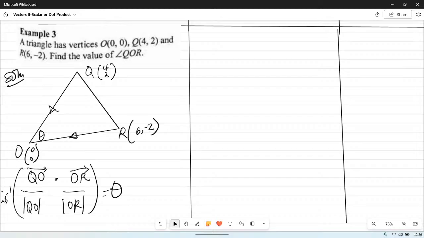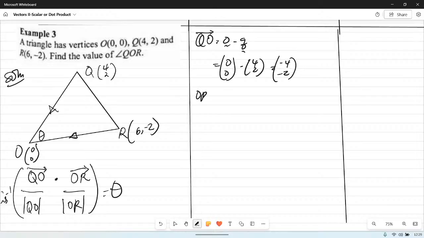Are you okay? Me, I'll prefer to use the diverging vectors. It will give you the same answer. Let's see. So Q is O minus Q, that gives you 0, 0 minus 4, 2. It gives negative 4, negative 2.